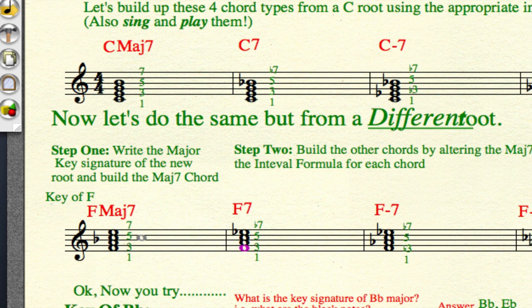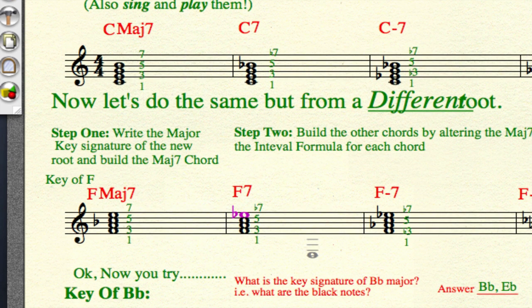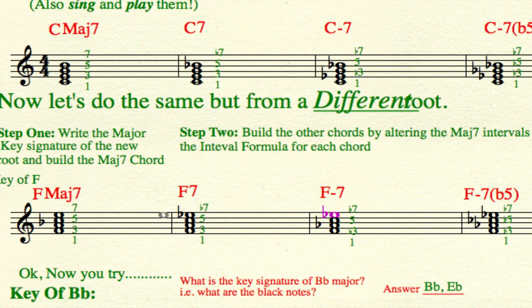What's different between these two chords? Well, the flat 7. What's the difference between this chord and the F major 7? Flat 3, flat 7. What's the difference between this F minor 7 flat 5 and this F major 7? Flat 3, flat 5, flat 7. And there we have these chords successfully built.